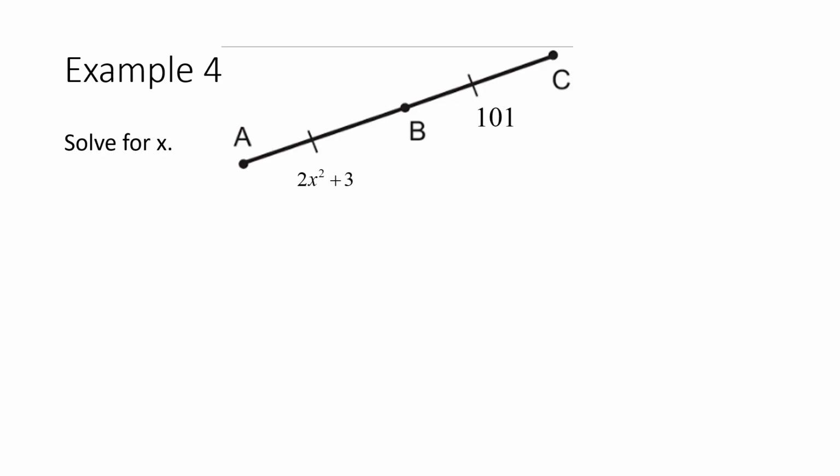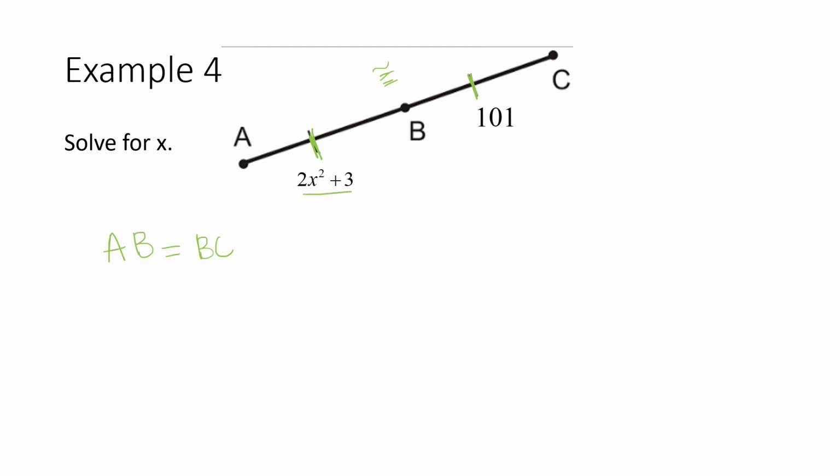All right, so in example 4 here, let's just see what we have. Notice that we have markings on our segment. These two markings, when they share one hash like that, again, hopefully you remember that that means that they are going to be congruent, okay? So if they're congruent, that's just another fancy word for equals. So I can determine, okay, well, AB has to be equal to BC.